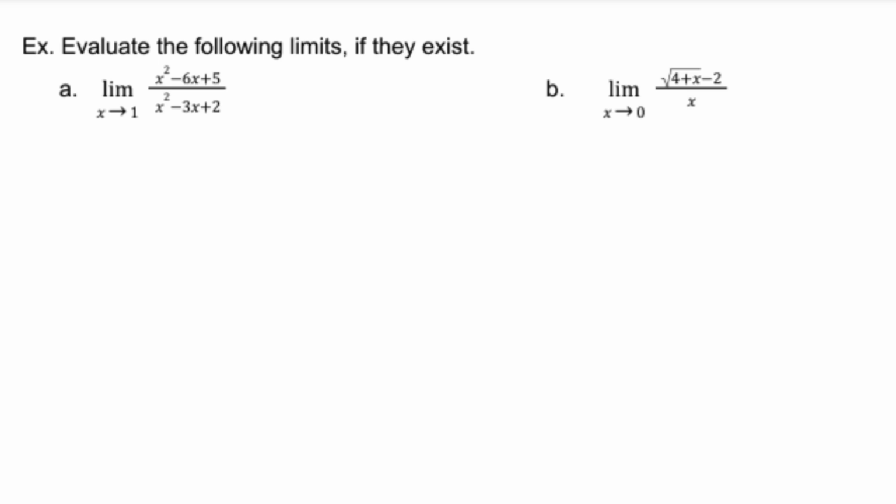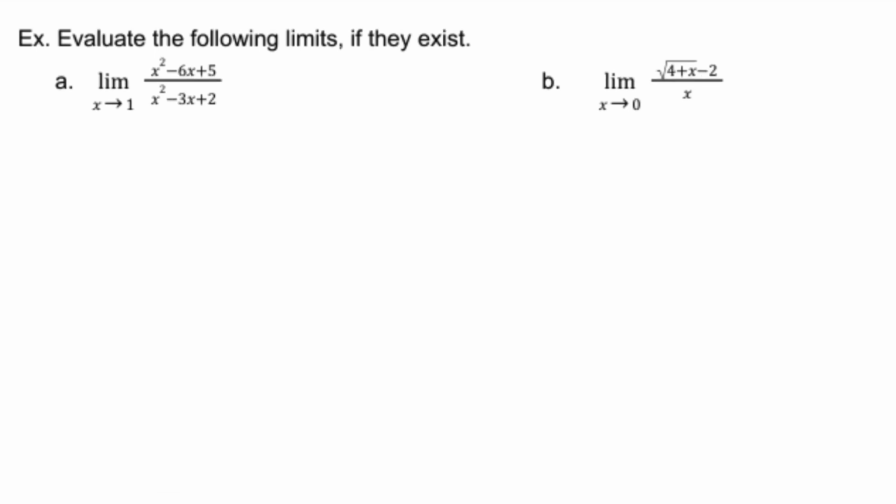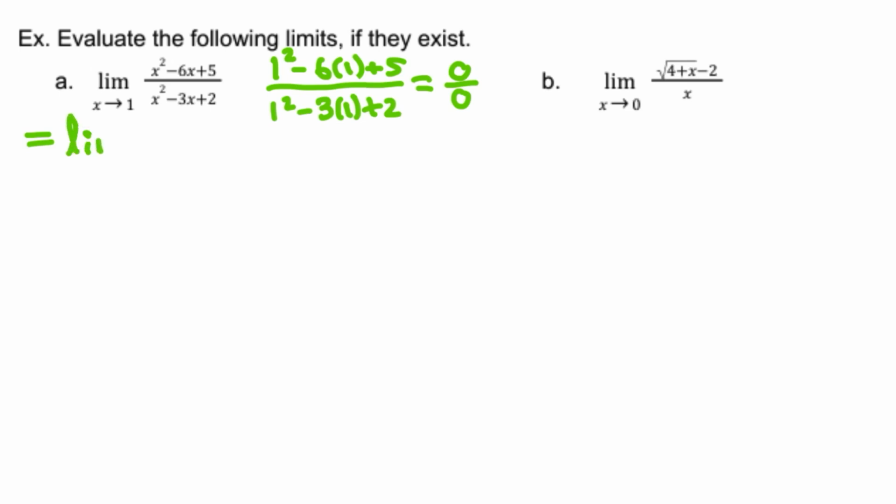So here, see the first example. First example, we have the limit of x squared minus 6x plus 5 over x squared minus 3x plus 2 as x approaches 1. If we do direct substitution, we sub in 1. We get 0 over 0, which is undefined. That means you have to do more to get an answer that is real.